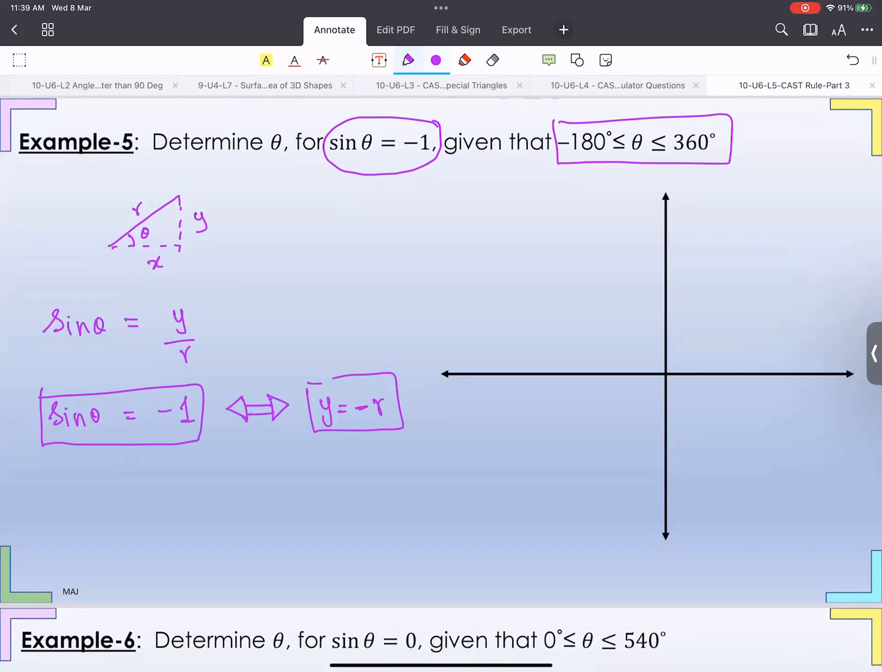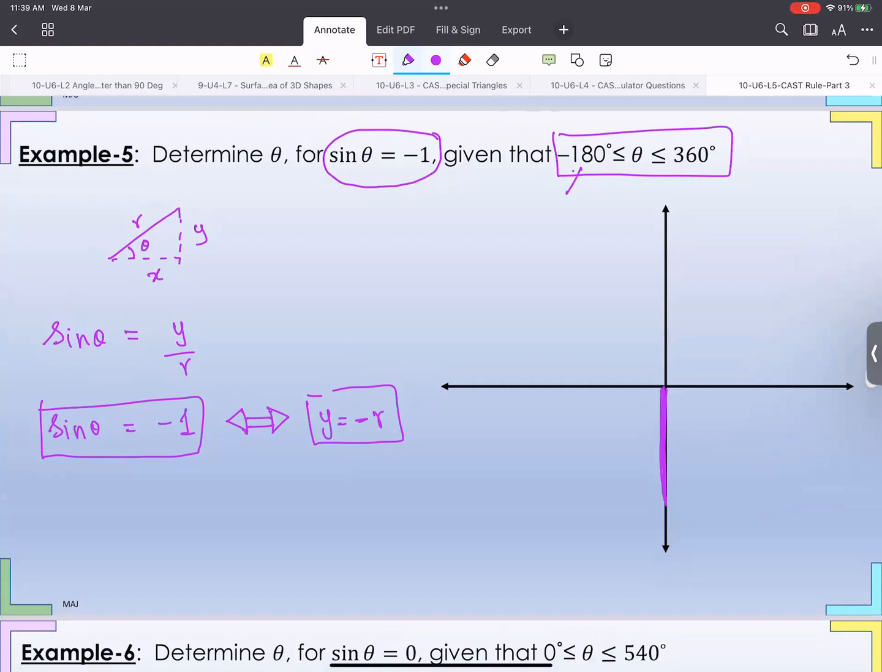So what does this mean? This means y is equal to -r, and where is the terminal arm? The terminal arm for y equal to -r just happens over here. Okay, so that's our terminal arm. I'm going to break the scanning of the domain into 2 bits, okay, from -180, because we also have a negative angle here of -180, okay? So I'm going to break this into 2 parts.